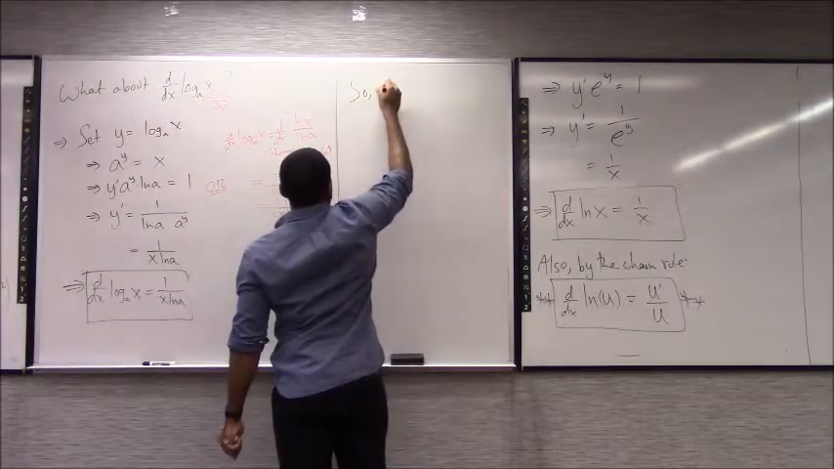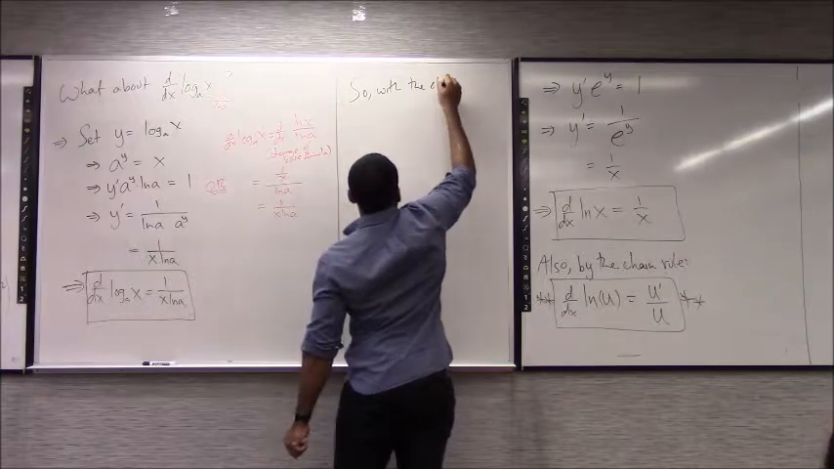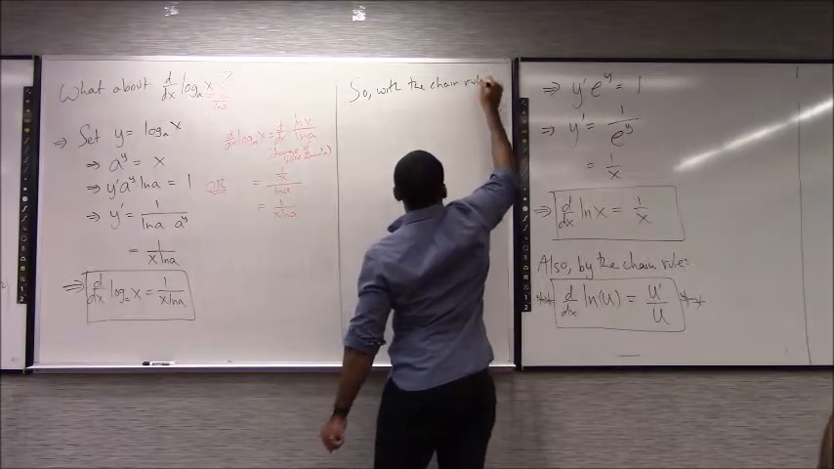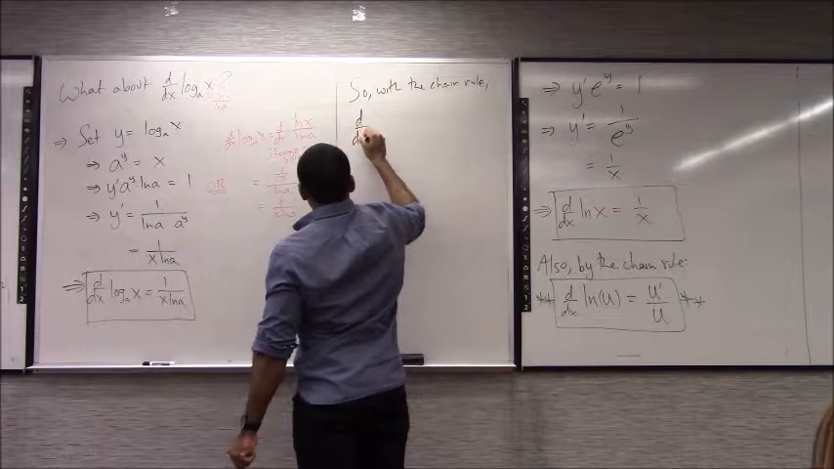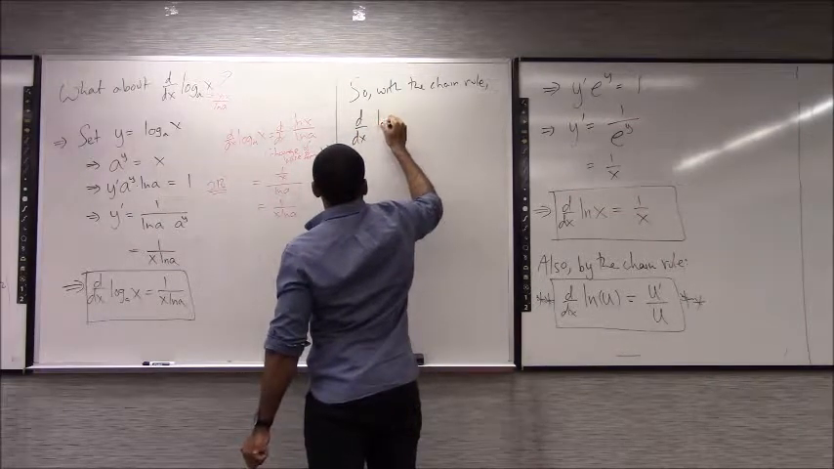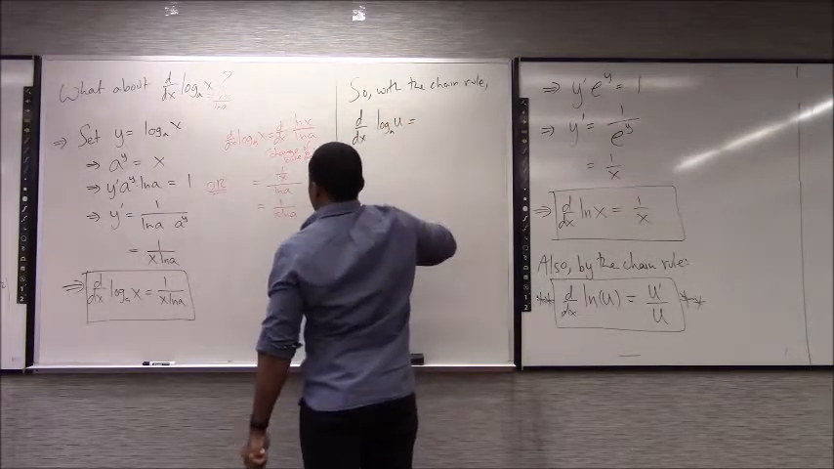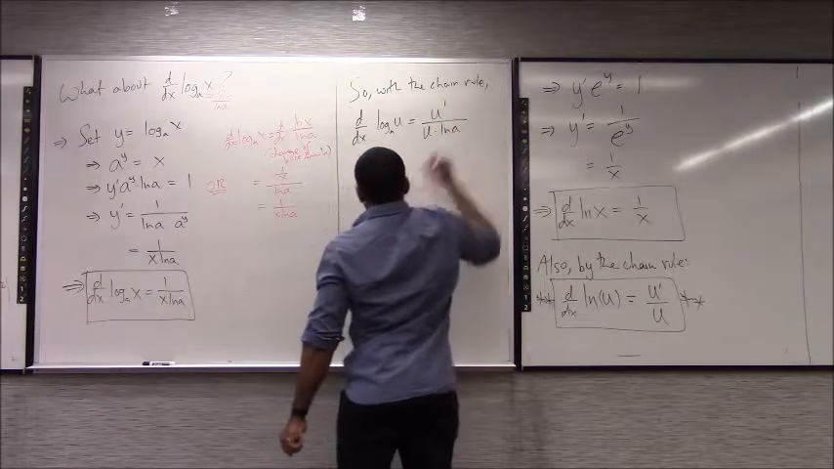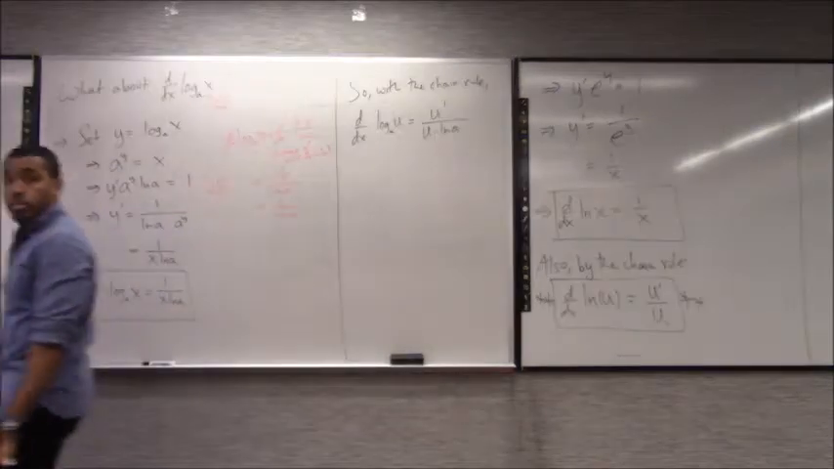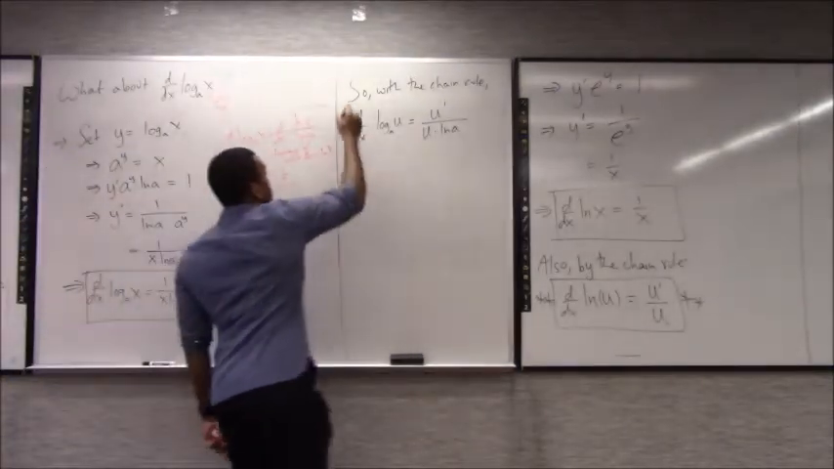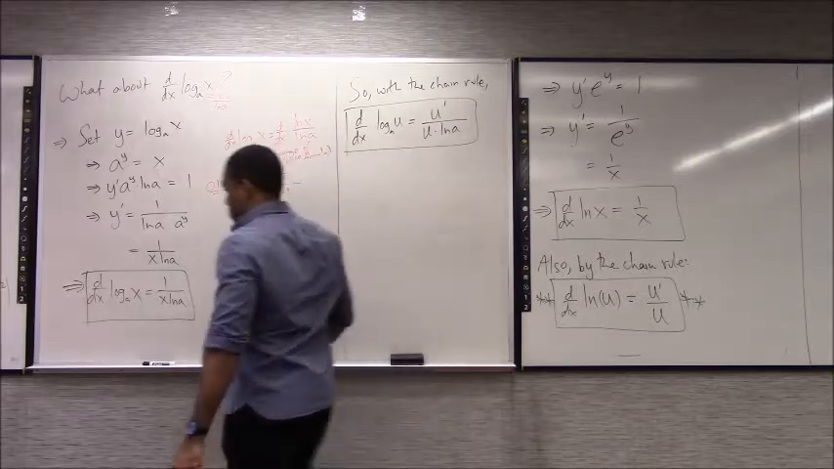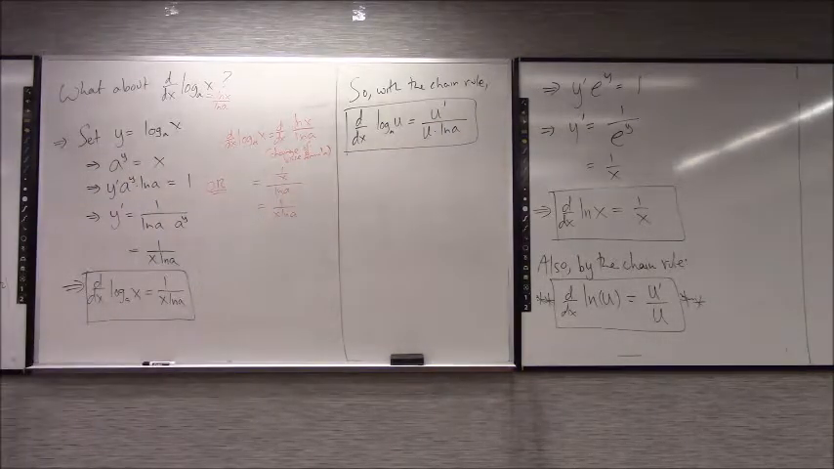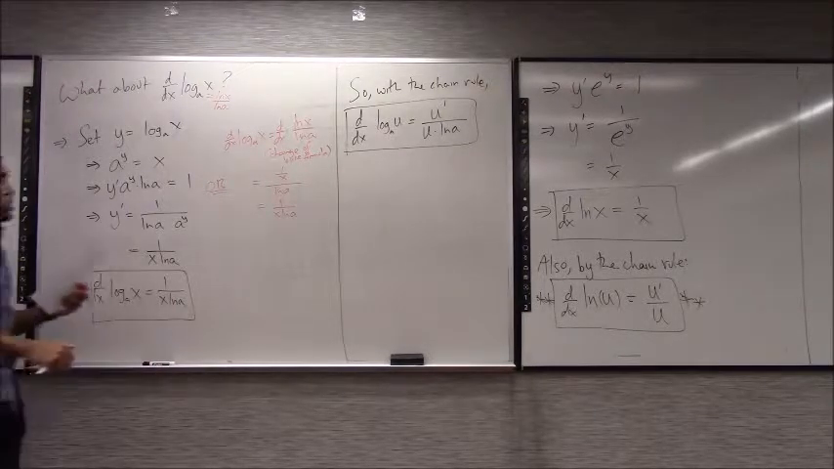So, of course, with the chain rule, we know that the derivative of log to the base a of u is just going to be u prime over u times ln a, where u can be an entire expression. Okay, so we derive all those formulas. Let's actually do some examples now.